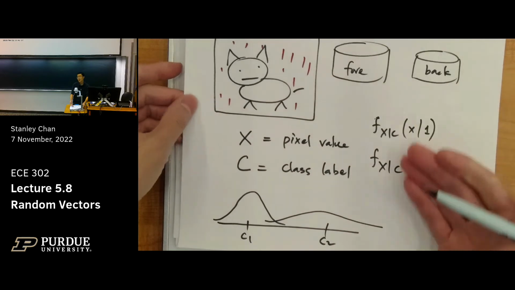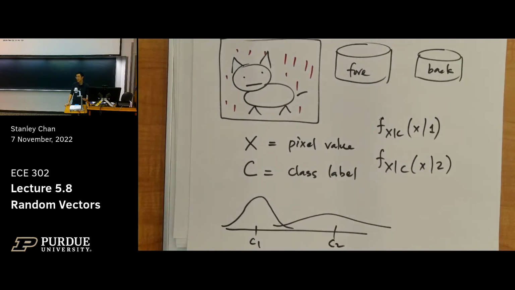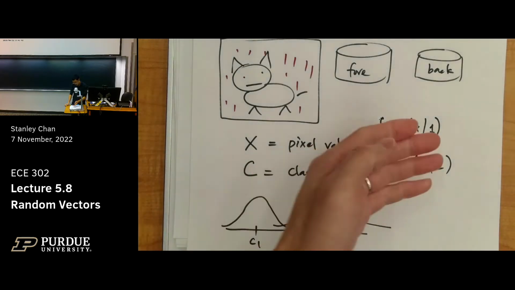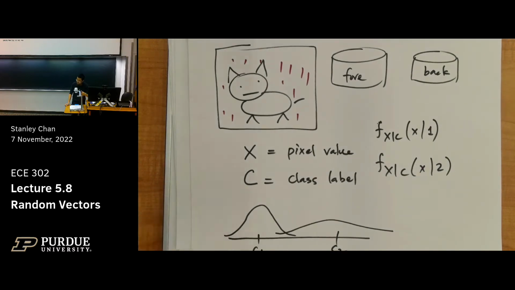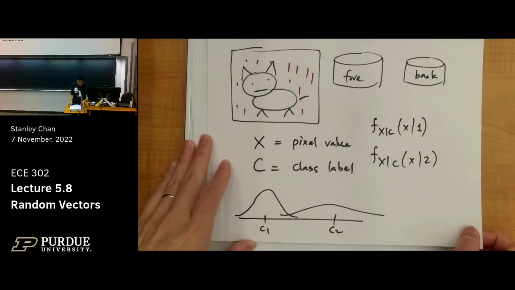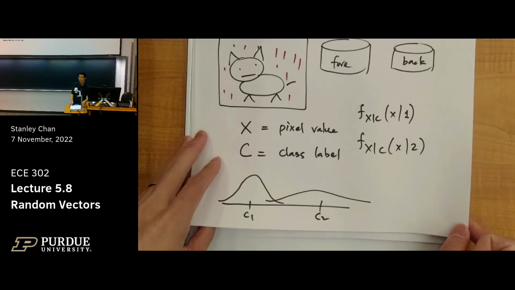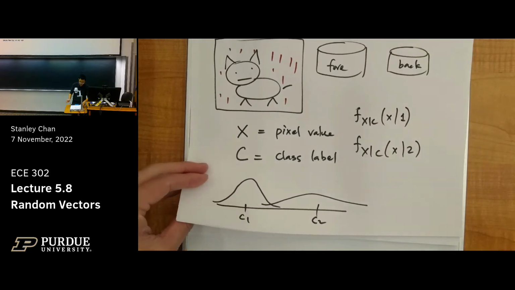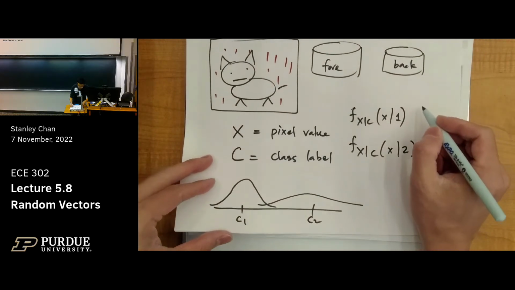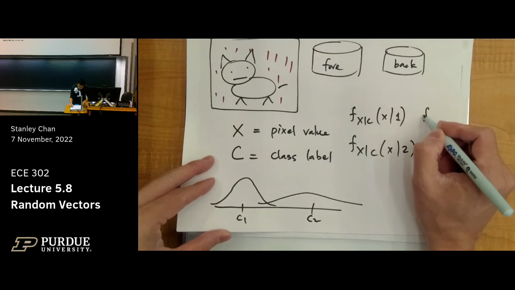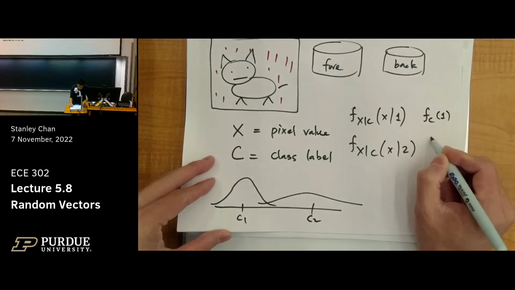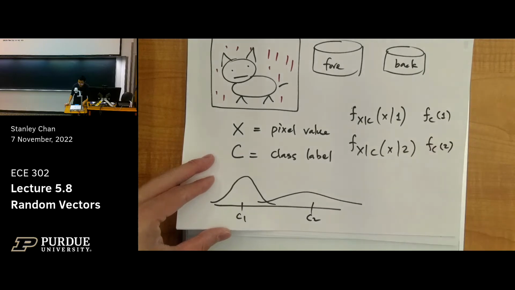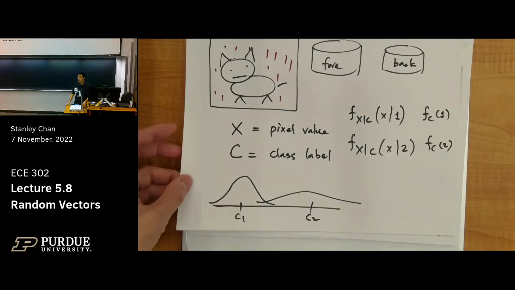I need to learn these distributions, right? And I have training data sets. I need to find these distributions, which is something that we will learn. Now, how do we make the decision? Well, to make the decision, we also need another distribution, which is C. F of C1 and F of C2. Class of C1, class of C2.